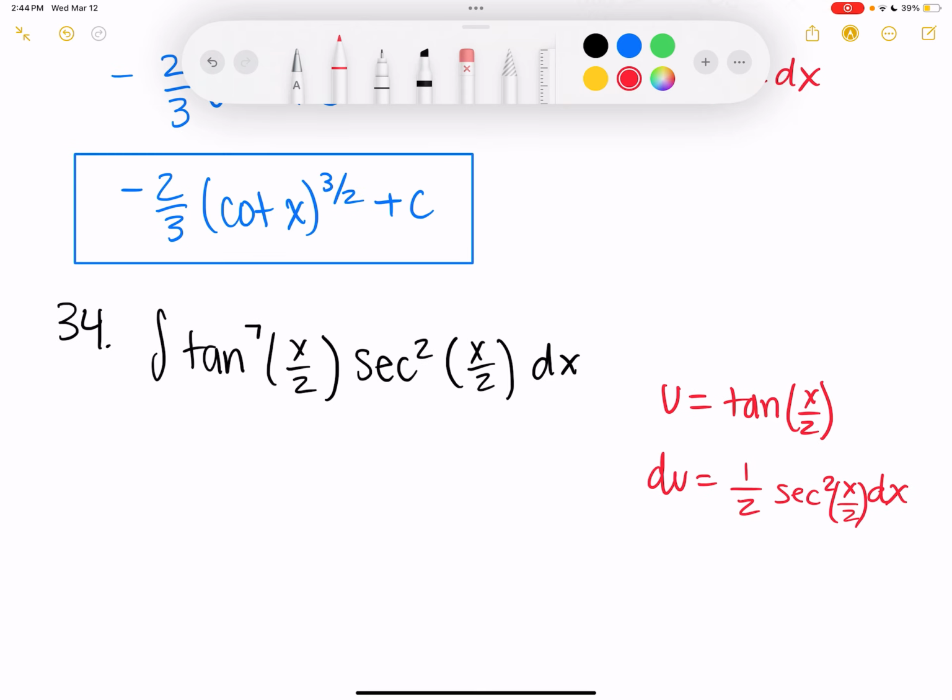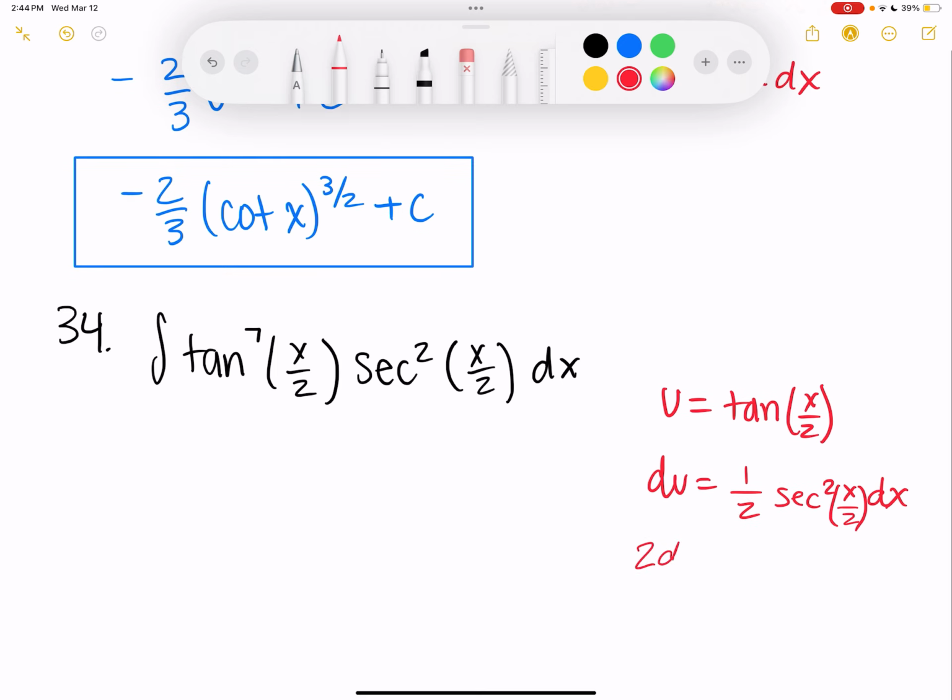So now, do I have a 1/2 in there? No. So I would multiply and say 2 du equals secant squared of x over 2 dx.